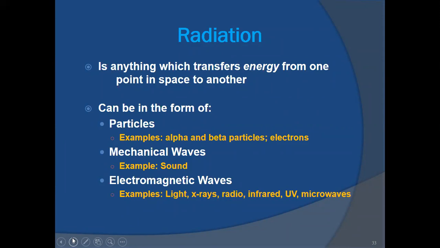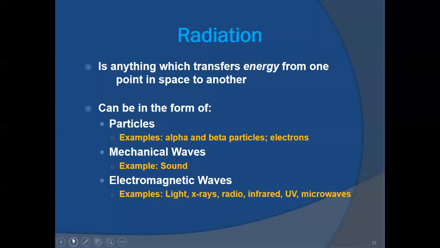So when we think of particles, think of subatomic particles, protons, neutrons, electrons. Particles such as electrons can be given energy, and they have kinetic energy, so they would be considered particulate radiation. Alpha and beta particles are emitted from radioactive nuclei. Alpha particles are big. They consist of 2 protons and 2 neutrons. They are identical to a helium nucleus. Beta particles are identical to electrons, except they don't come from the orbital shells. They come from the nucleus during radioactive decay. So those are examples of particulate radiations.